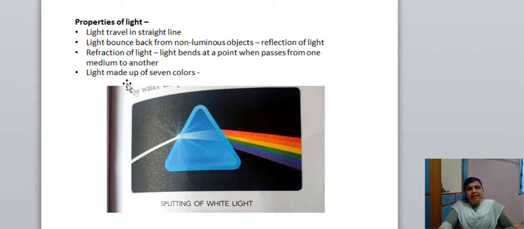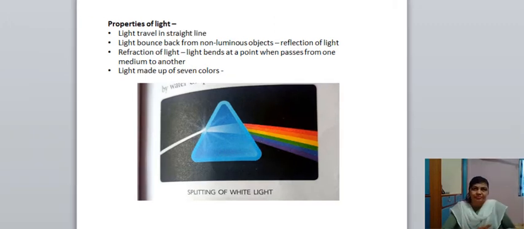The fourth property, light is made up of 7 colors. Okay, this is the prism and here is a light. Light falls on this prism and the 7 colors form. Everyone knows the rainbow. We see a rainbow in the sky because of the splitting of white light by the water droplets. The water droplets are present in the air and the white light splits, and the 7 colors are formed in the sky. This is the fourth property, light is made up of 7 colors.